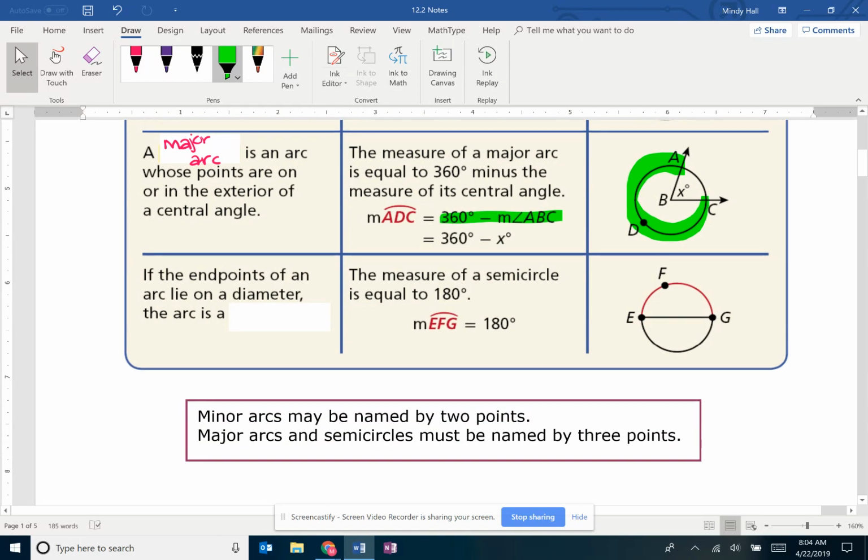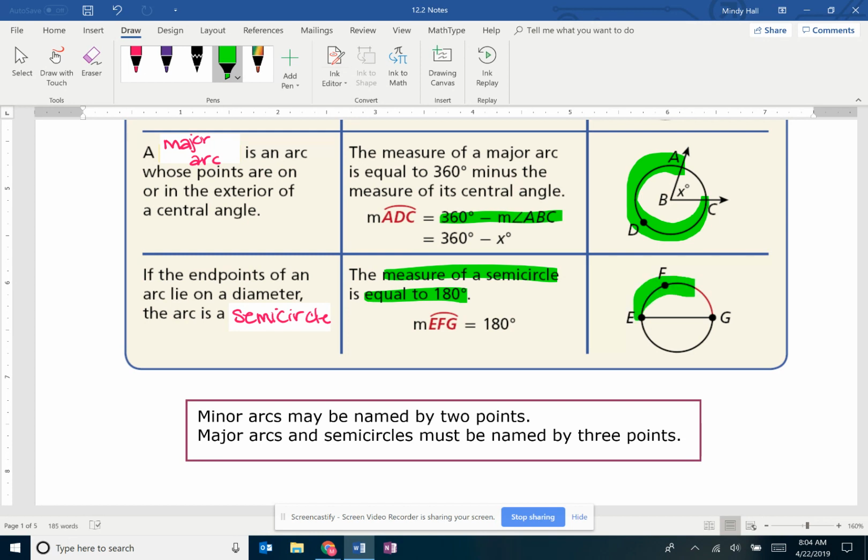If the endpoints of an arc lie on a diameter, then the arc is a semicircle. And the measure of a semicircle is always going to be equal to 180 degrees. So if you notice here, that EG goes through the center of the circle, and it's half of the circle, so it'd be a semicircle.